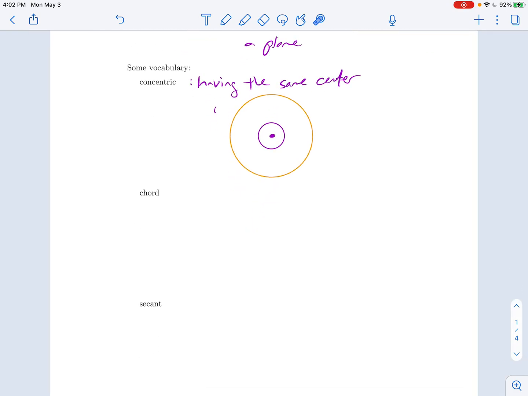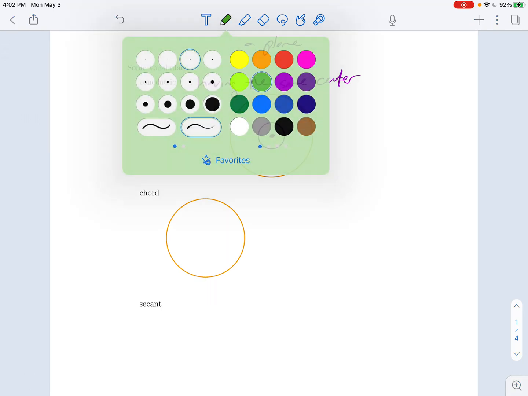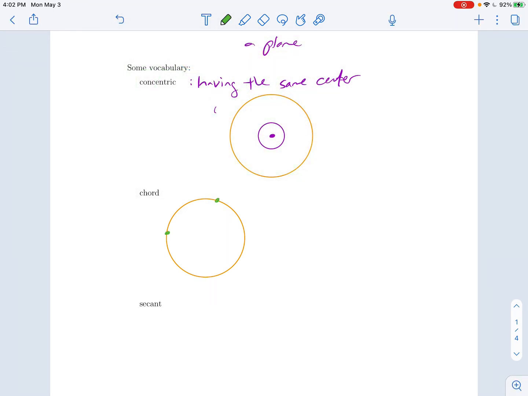A chord is a segment connecting two points on a circle. Remember, point on a circle by definition means the point on the edge there. So it's a segment with both endpoints on the circle.